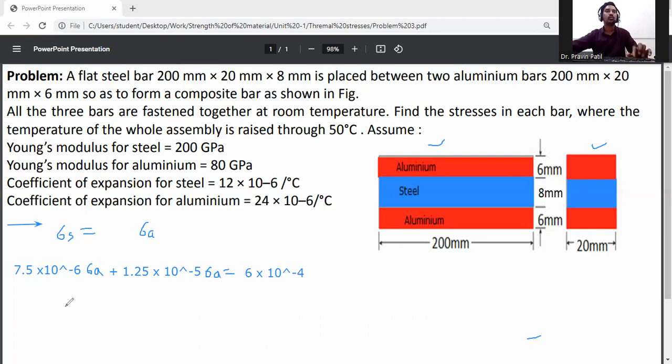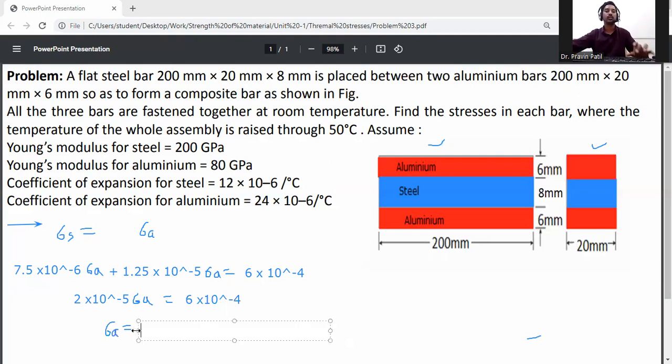Otherwise you can add both values: 7.5 into 10 raised to the power minus 6 plus 1.25 into 10 raised to the power minus 5. It will be 2 into 10 raised to the power minus 5 into sigma A, is equal to 6 into 10 raised to the power minus 4. So sigma A, stress in aluminum, is equal to 6 into 10 raised to the power minus 4 divided by 2 into 10 raised to the power minus 5. So it will be 30 MPa.